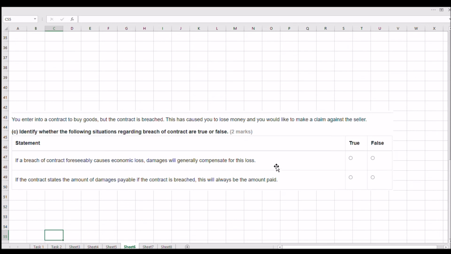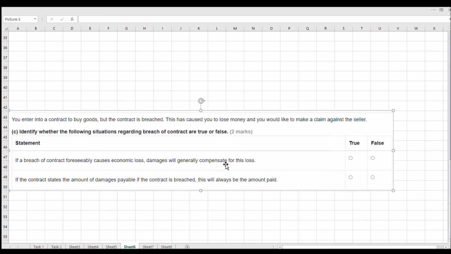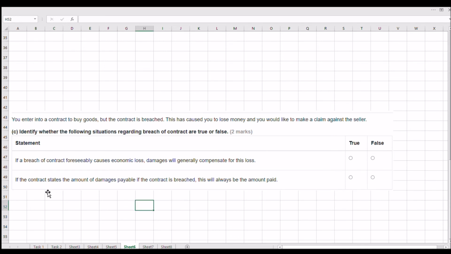Damages will generally compensate for that loss. Yes, they will, provided that there aren't any limitations within the contract that limit losses. And typically, contracts include limitations for the loss of profit. But if that clause isn't in the contract, which it wouldn't be at AAT level 2, we can have compensation for the loss. But remember, foreseeable, not foreseeable.